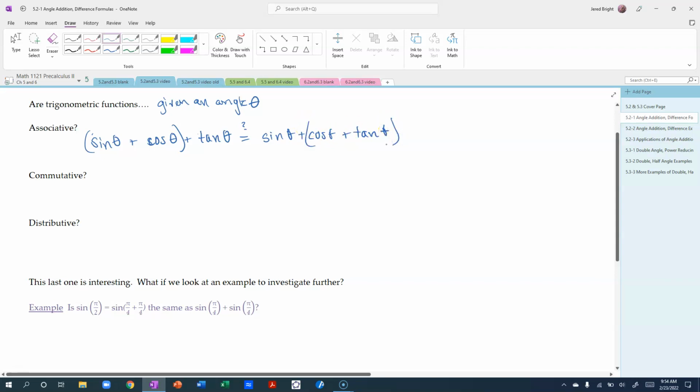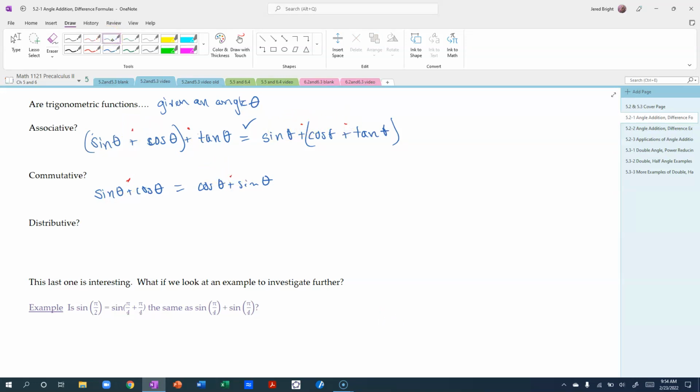Well, yeah, this is addition, so it still works, okay? Are these commutative? So if we do sine of theta plus cosine of theta, is that the same as cosine plus sine? Well, yeah. Again, real numbers, this is fine. This actually holds with multiplication too for all of these. So we could do multiplication throughout and it'll hold just fine.